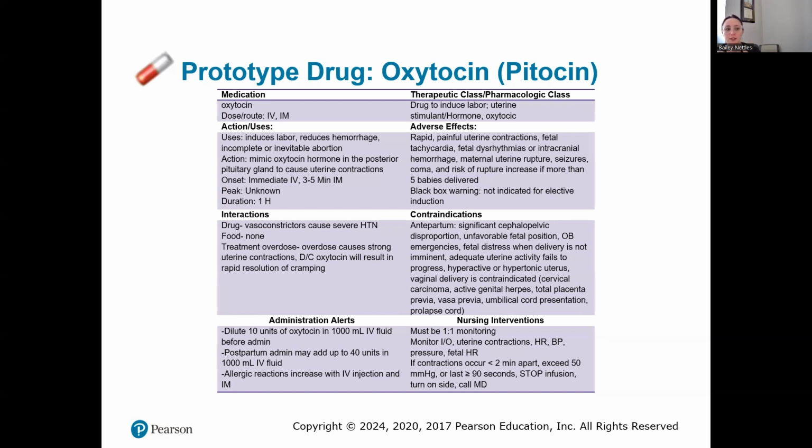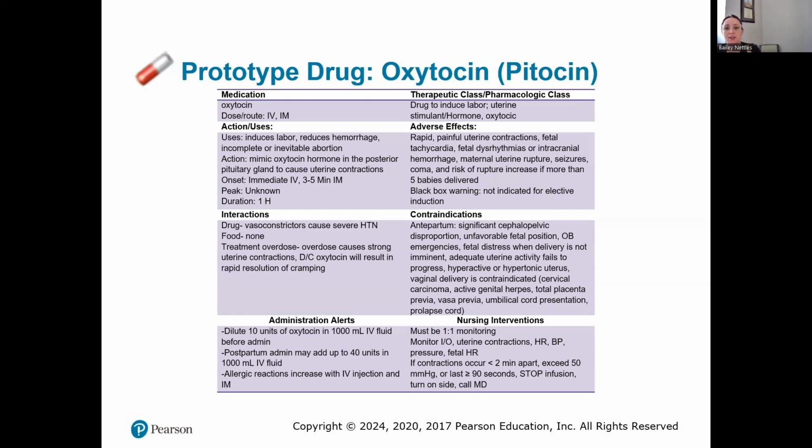They do give this immediately postpartum. Sometimes IM, sometimes IV, depending on how you've had it previously, case by case. And this helps prevent postpartum hemorrhage. Allergic reactions increase with IV injection and IM.